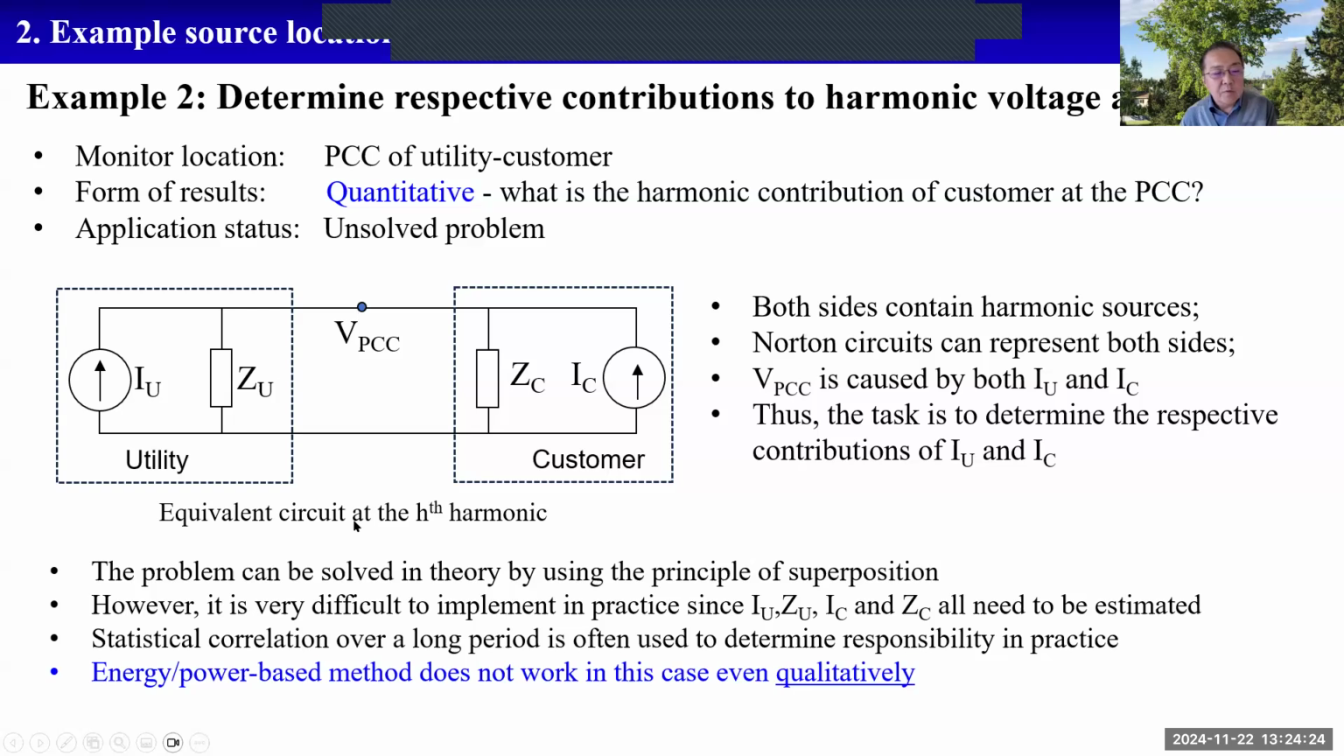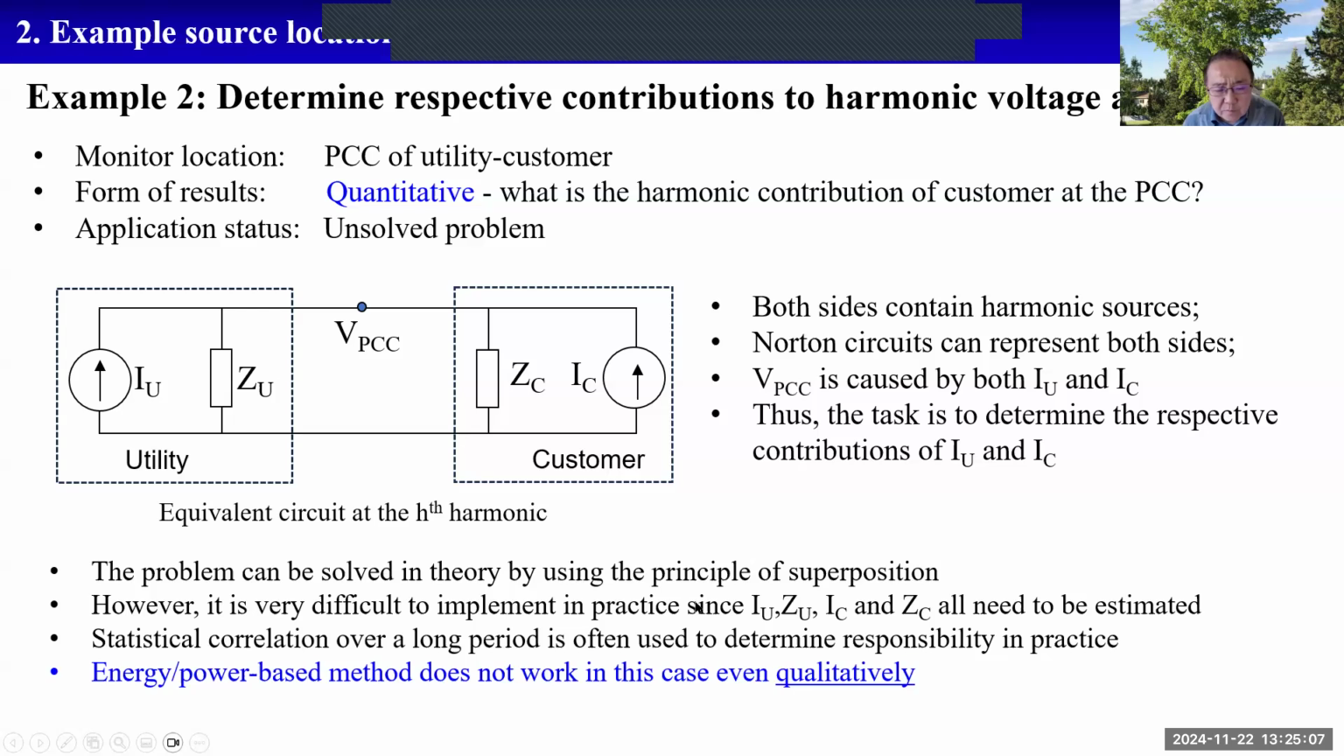The problem can be solved in theory using the principle of superposition. It's very simple: you find the contribution from this one by assuming the other is zero, then the contribution of the other by assuming this one is zero. This is in theory, but in practical implementation it's very difficult because we have to estimate all four quantities simultaneously at any instant. But we need the disturbances to estimate, and disturbances don't happen all the time. So as a result, that is not a standard method.